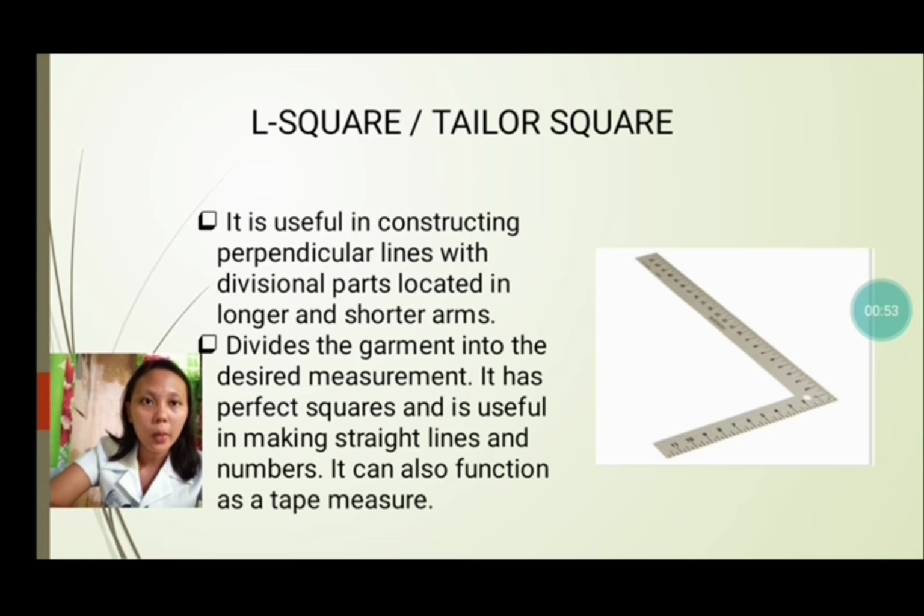The L-square or Tailor's square is used to transfer a measurement to the draft pattern. With the use of the L-square, we can construct perpendicular lines with divisional parts located in the left part, which is the longer arm, and the right part, which is the shorter arm. It divides the garment into the desired measurement. It has perfect squares and is useful in making straight lines and numbers. It can also function as a tape measure.